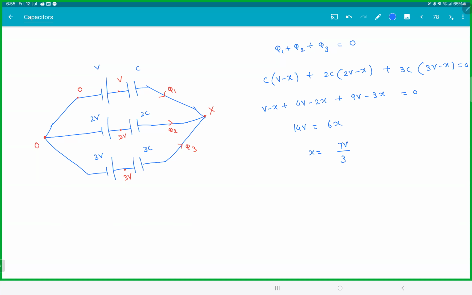Once the value of X comes, done, you'll get whatever you want. So Q1 is what? C into V minus X. That is minus 4CV by 3. Like expected, that is wrong. Meaning, Q1 is not coming out, it is actually going there. Like I said, the signs will take care of it. You don't worry about it. 2C, 2V minus X, 3 to 6. Again, this guy is also reverse. Minus 2CV by 3. This guy would be 9 to 6CV by 3.